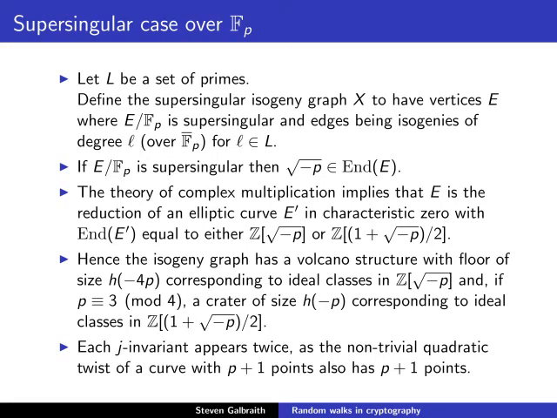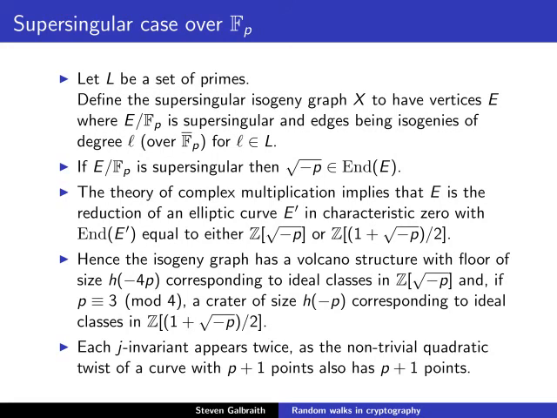So I'm a bit vague here, but I'm going to take Fp isomorphism classes of supersingular elliptic curves over Fp. And again, edges, I'm going to take some set of primes, and I'm going to take edges in the graph to be corresponding to these primes. Now, the great thing is if E is a supersingular curve over Fp, then it has p plus 1 points, and so its characteristic polynomial is t squared plus p equals 0, and so Frobenius is like square root of minus p. So the endomorphism ring contains square root of minus p.